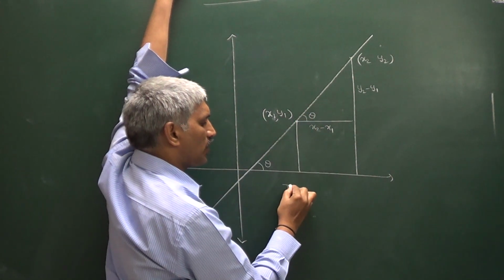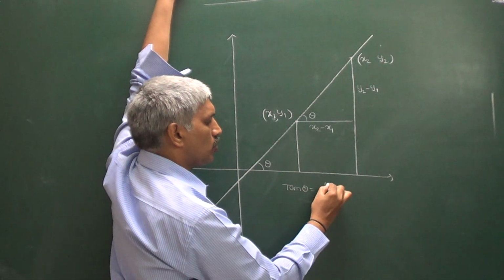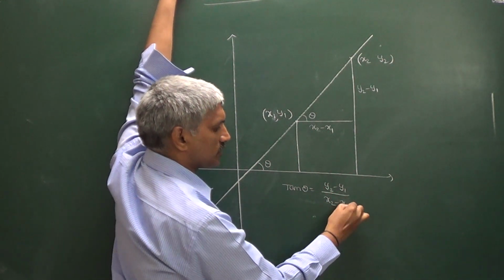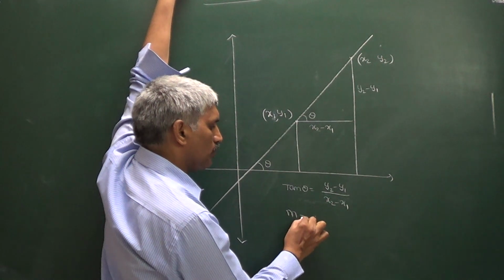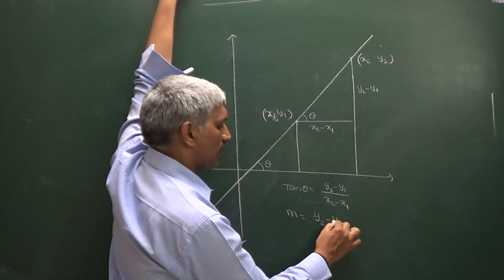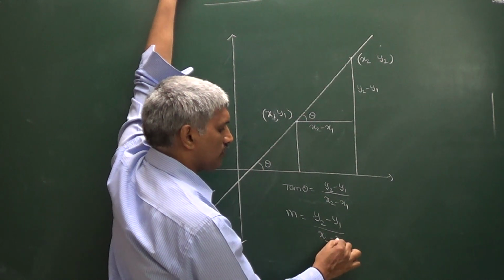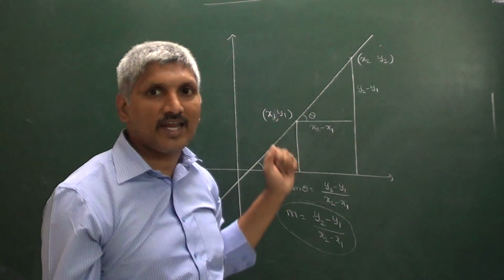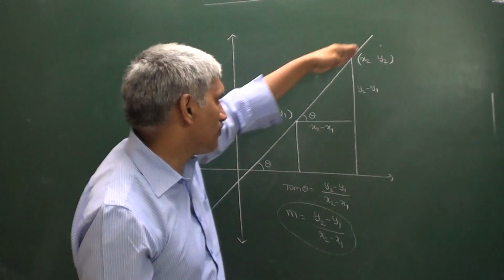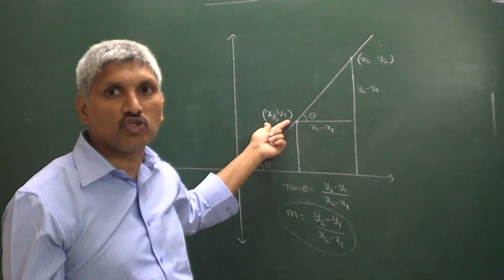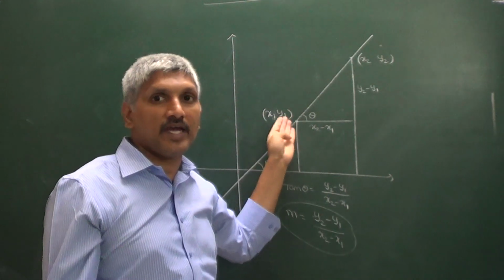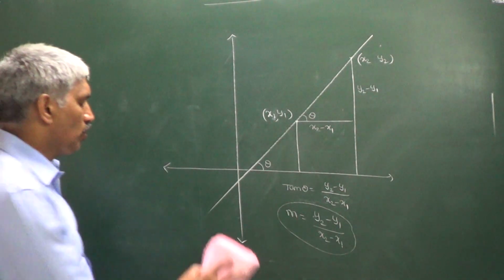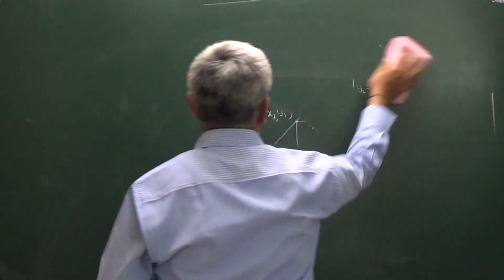Now tell me from the diagram what is tan theta. Tan theta is equal to opposite side y2 minus y1 divided by x2 minus x1. Tan theta is nothing but the slope. So m is equal to y2 minus y1 divided by x2 minus x1. That is the formula for finding the slope of a line passing through 2 points. The slope of the line passing through the points x1, y1 and x2, y2 is given by y2 minus y1 by x2 minus x1.